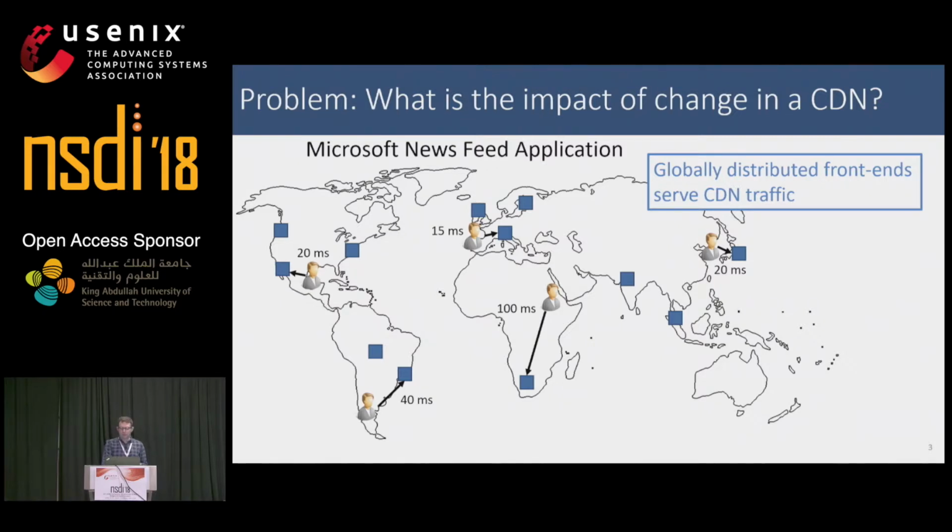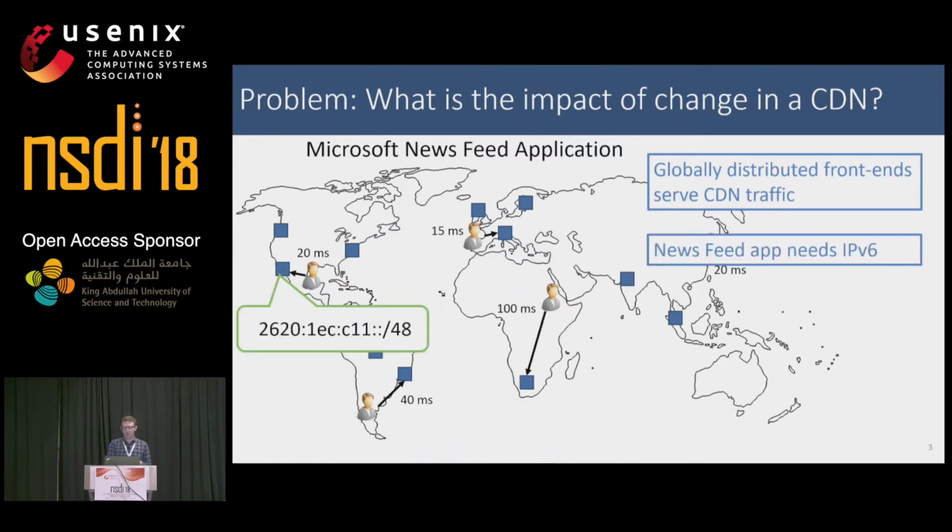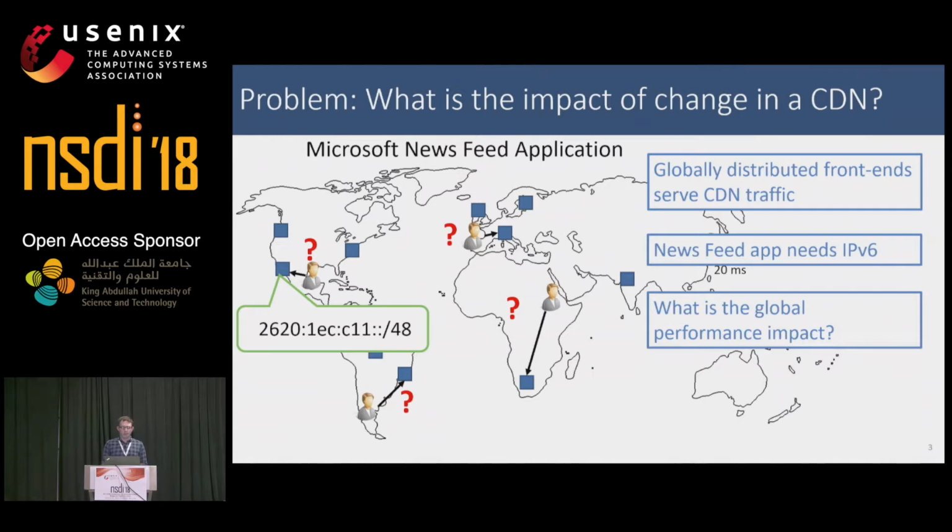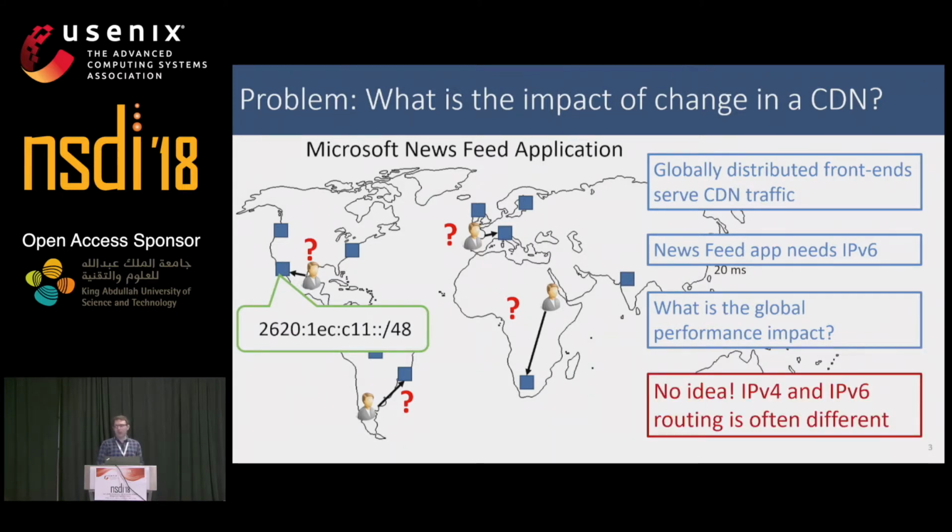So let's first look at an example where we need to make some change to our CDN, but it may impact an application's performance. So we'll take a hypothetical Microsoft newsfeed application, and they've got users all over the world, and they're currently served by our CDN, but say only over IPv4. And then there's a new requirement that comes, and now the newsfeed app needs IPv6 connectivity. And so the first thing that the newsfeed team is going to ask is, how is this going to impact our performance? And the answer is, we really have no idea.